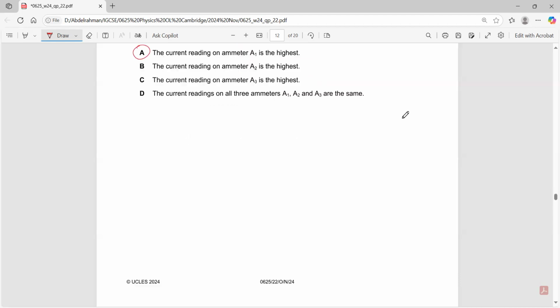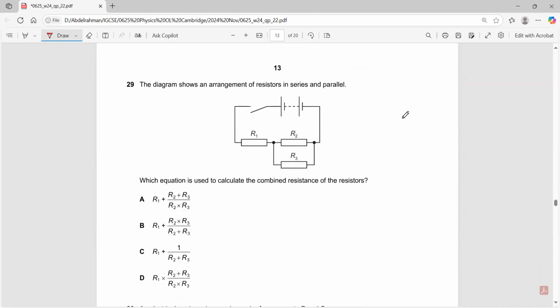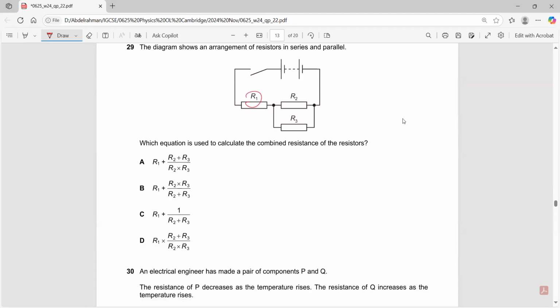Okay, moving on to question 29, which equation would be used to find the combined resistance of the circuit? R1 plus R2 and R3. The R2 and R3 are in parallel, so you'd say product over sum: R2 times R3 over R2 plus R3. Product over sum. Please do not forget this.